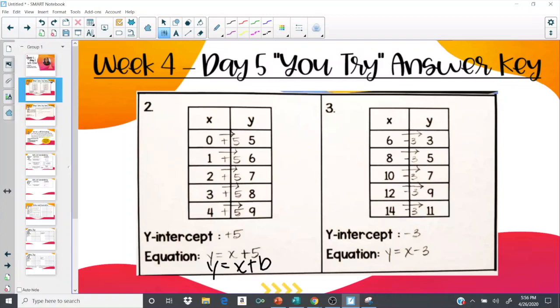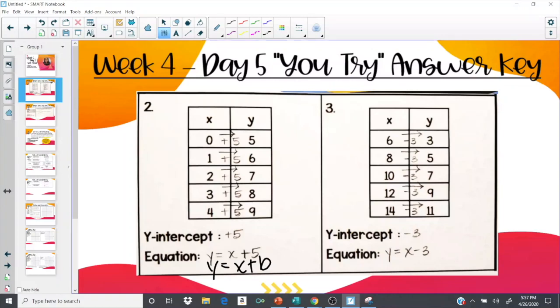Number 3. So you're going to do the same thing with number 3. They give you a table of values. They ask you to find the y-intercept and write the equation that represents the relationship. So you're going to find what is the relationship between your x values and your y values. Each time you can see that between the x and y values, the y values are smaller than the x values, right? So how can I go from 6 to 3, 8 to 5, 10 to 7, and so on?